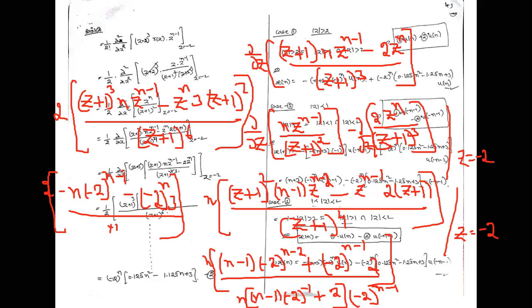Minus 2 whole power n minus 1, minus of minus 2 whole power n minus 2, whole power n into 3, and so on. See the minus 2 whole power n, and the function is multiplied with n square because it's n into n. The function is again the minus 2 whole power n.